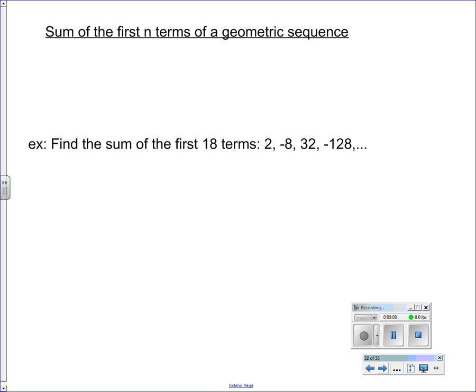So we also, just like with the arithmetic sequence, have a formula for the first n terms of a geometric sequence. It's actually finding the sum of those terms. So to find the sum of the first n terms, we have this formula: a1, that's the first term, times 1 minus r to the n, over 1 minus r. And the common ratio can't be 1, because that would make the denominator 0. That's just one thing to be aware of.